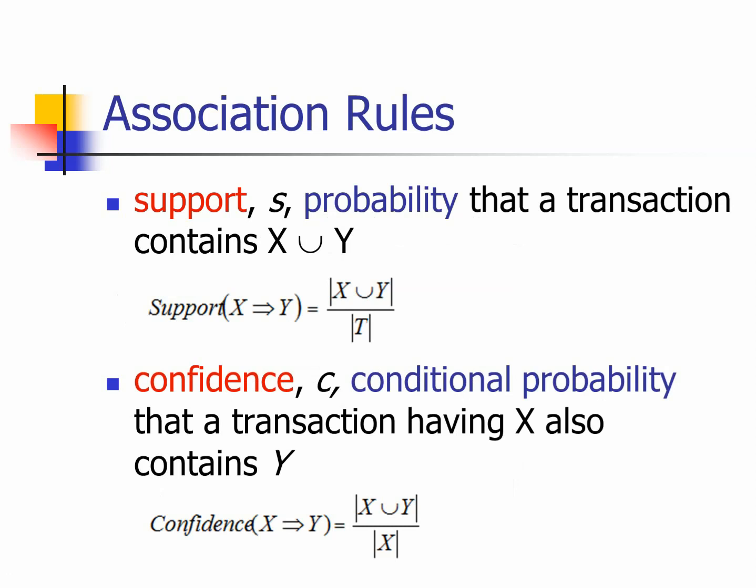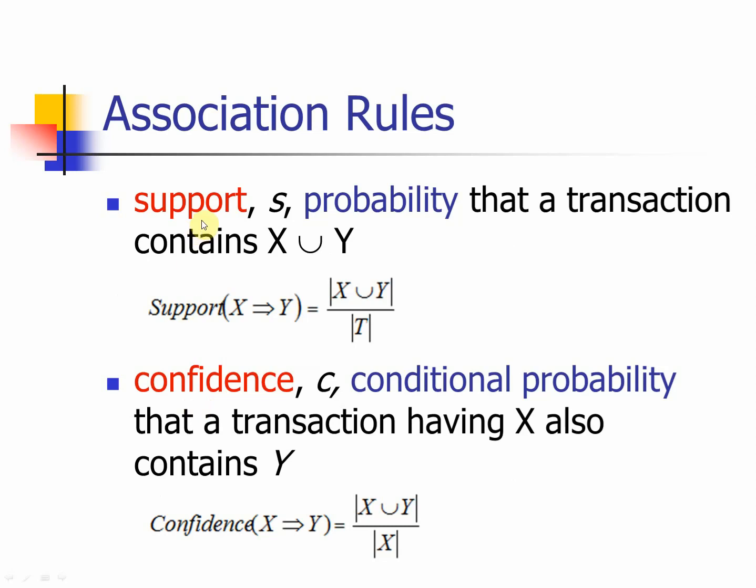Therefore, for the idea of association rules, there are two important computations required to identify what we call strong association rules. Those two important things are support and confidence.